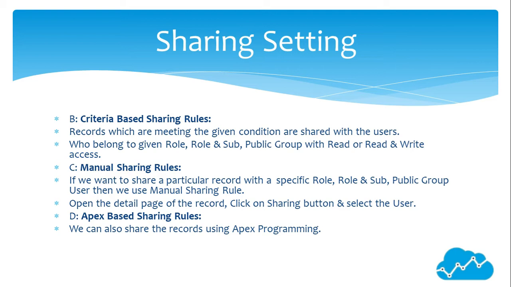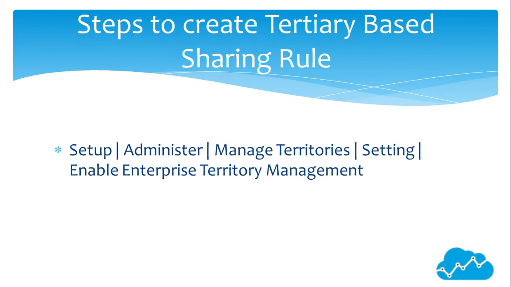Manual sharing rules: if we want to share a particular record with a specific role and subordinates, public group, or user, then we use a manual sharing rule. Open the detail page of the record, click on the sharing button and select the user. Apex-based sharing rules: we can also share the records using Apex programming.